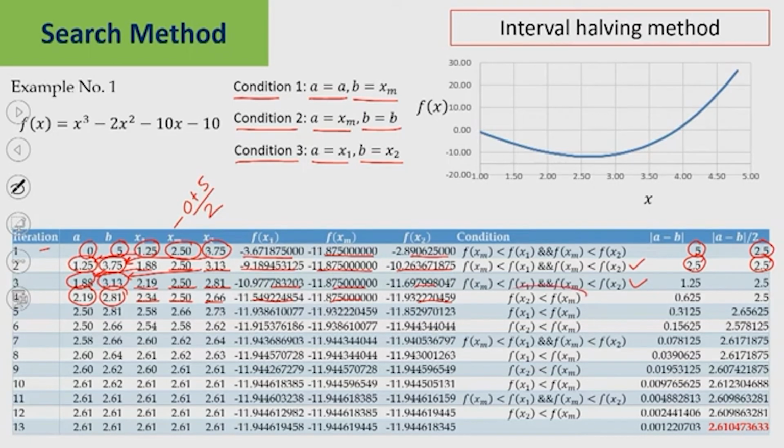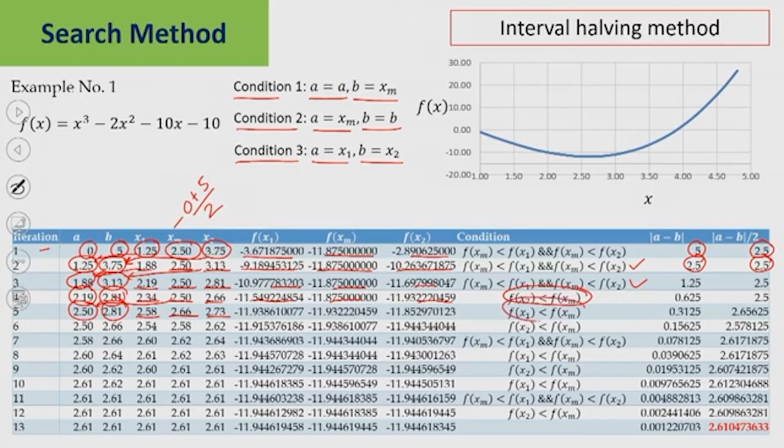Okay. The condition 2 is true. So, second condition is true means A equal to x m. Therefore, in the next iteration A equal to x m. So, this is coming as x m and B will not change. So, B is 2.81. Then again you calculate your x 1, x m, x 2, you calculate the function value.